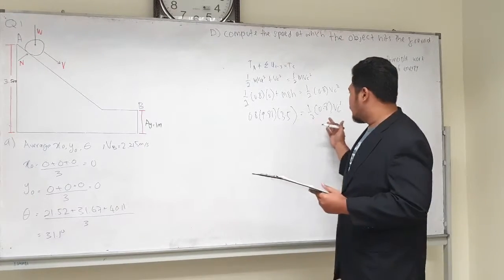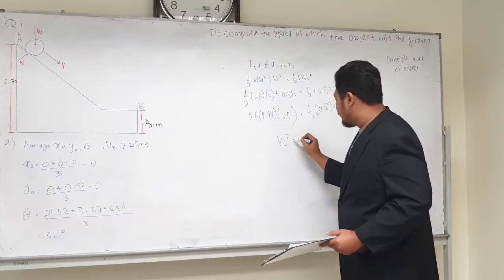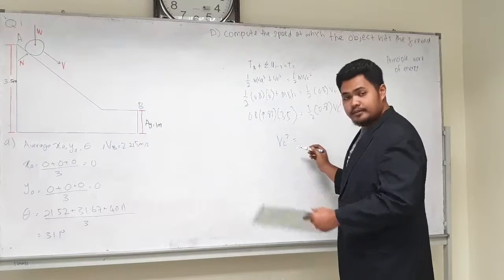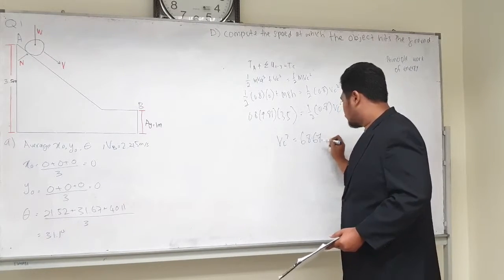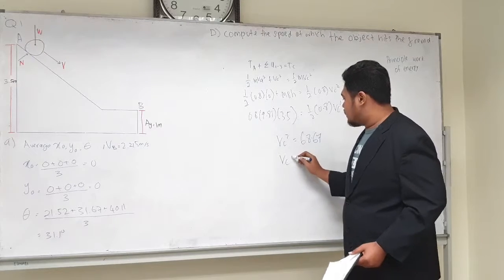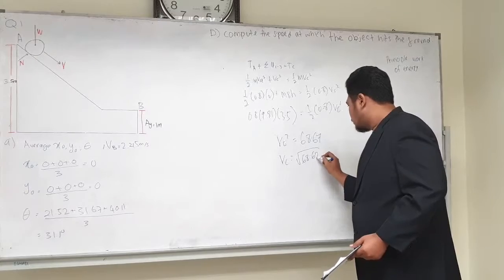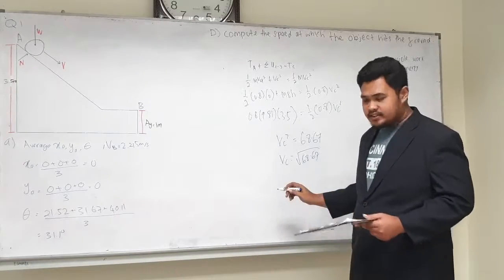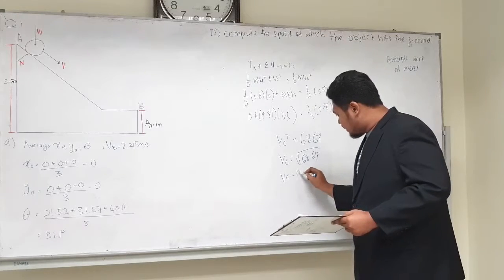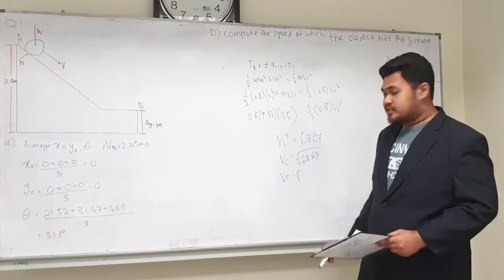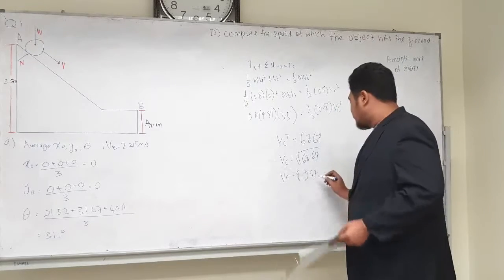After solving both sides, we get that VC squared equals 68.67. To get VC, we have to square root the answer. Finally, we will get VC as 8.287 meters per second.